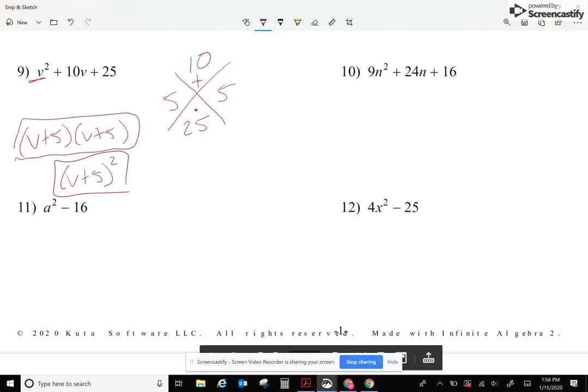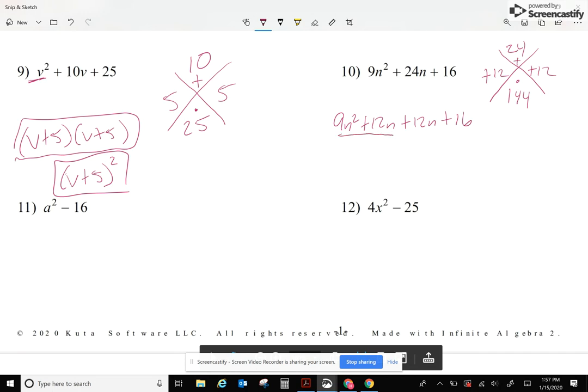All right. Number 10, it also works. So this X method will always work. I'm looking for two numbers that when I add them is 24, but when I multiply them is 144. Remember, I multiply first and last. That's how I got 144. In this case, I'm thinking positive 12, positive 12. Because my first number is not a 1, I'm going to split my middle term. So I'm going to go 9n squared plus 12n plus 12n plus 16.